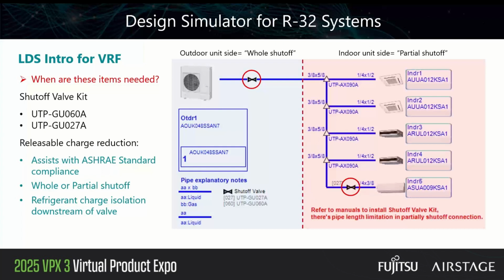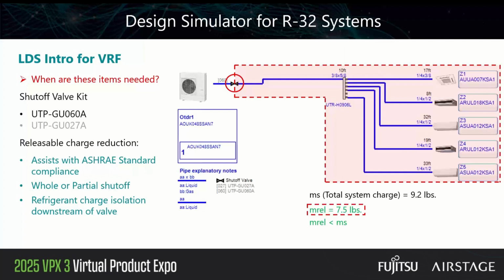So I just wanted to clarify, when we say whole shutoff, or on the outdoor unit side, compared to partial shutoff on the indoor unit side. So the shutoff valve kit cannot be installed outdoors. It cannot be installed on the outdoor unit, but we say outdoor unit side, so to speak. So when are the items needed? A shutoff valve kit. We don't want to release the refrigerant charge. We want to reduce the releasable refrigerant charge and to assist with ASHRAE standard compliance.